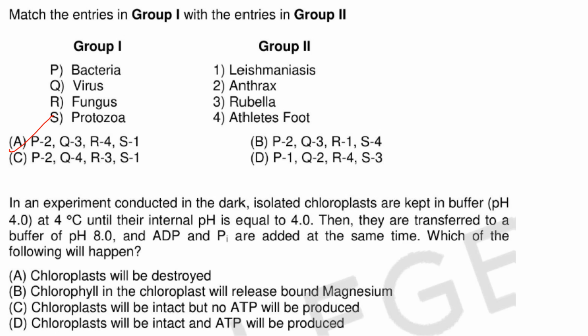At 4 degrees Celsius and pH 4, chloroplasts are in an inactive state. Now they are transferred to pH 8 buffer, and this creates a proton gradient across the thylakoid membrane. And they have added ADP and Pi also. So what will result because of this proton gradient? ATP synthesis will be the outcome.